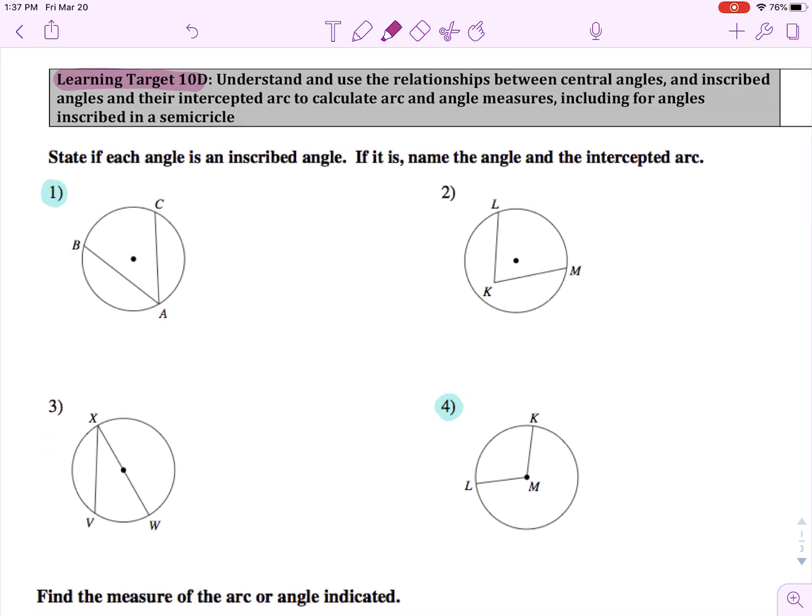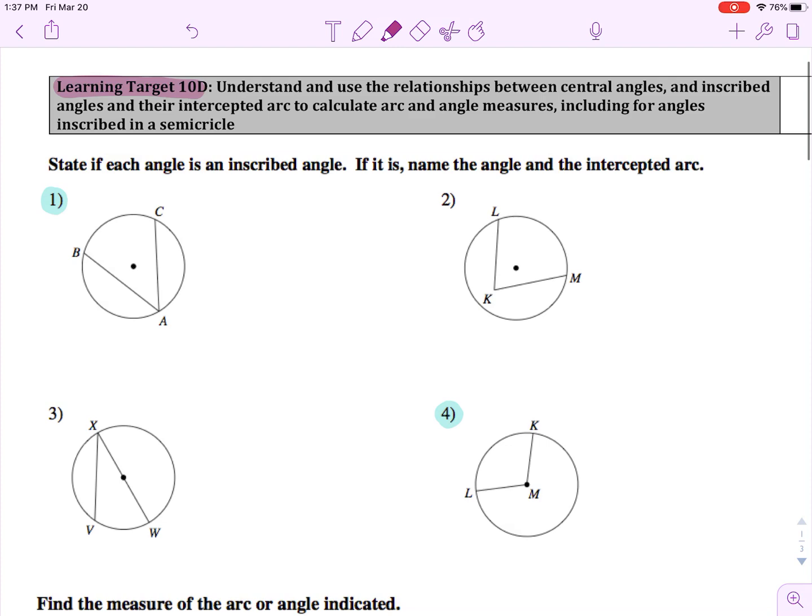So I'm not going to do all of these on this page with you. I have highlighted the ones that I want to do with you. So we are going to go ahead and look at this top section. It says, state if each angle is an inscribed angle. If it is, name the angle and the intercepted arc. So we're going to do 1 and 4 together.